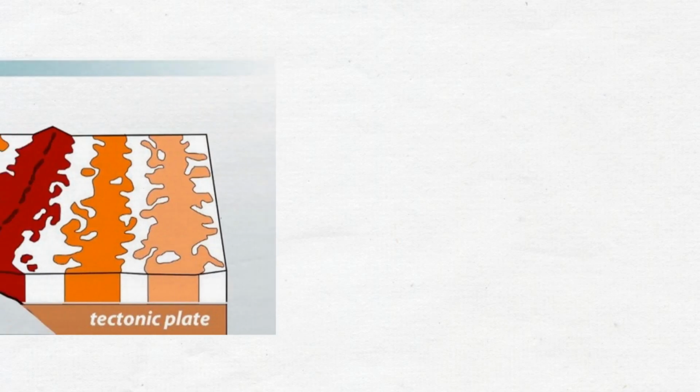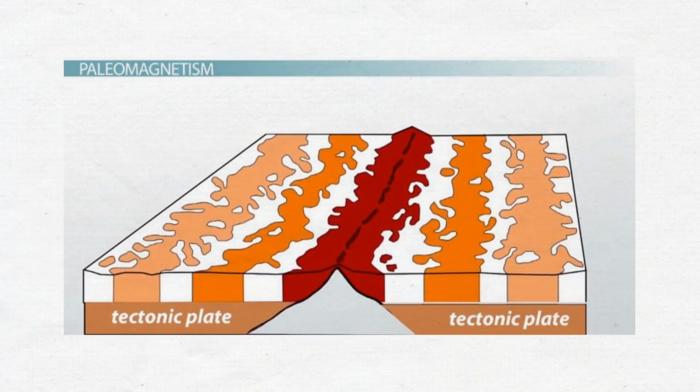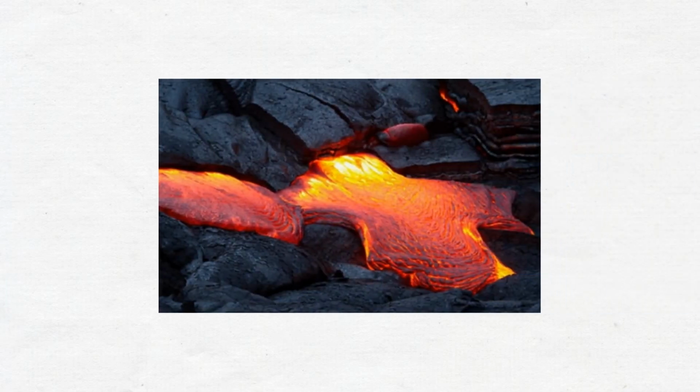Today, paleomagnetism, the study of Earth's ancient magnetic field recorded in rocks, provides a robust mechanism to support continental drift and plate movement. Magnetic minerals in solidifying lava align with Earth's magnetic field, preserving a record of its direction and intensity at the time. This evidence, combined with the symmetrical pattern of magnetic stripes on either side of mid-ocean ridges, offers definitive support for seafloor spreading and the mobility of tectonic plates.